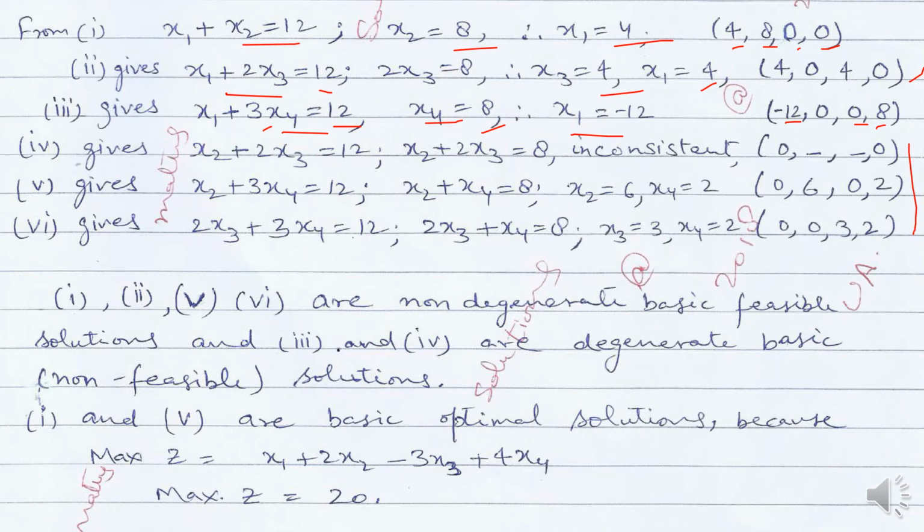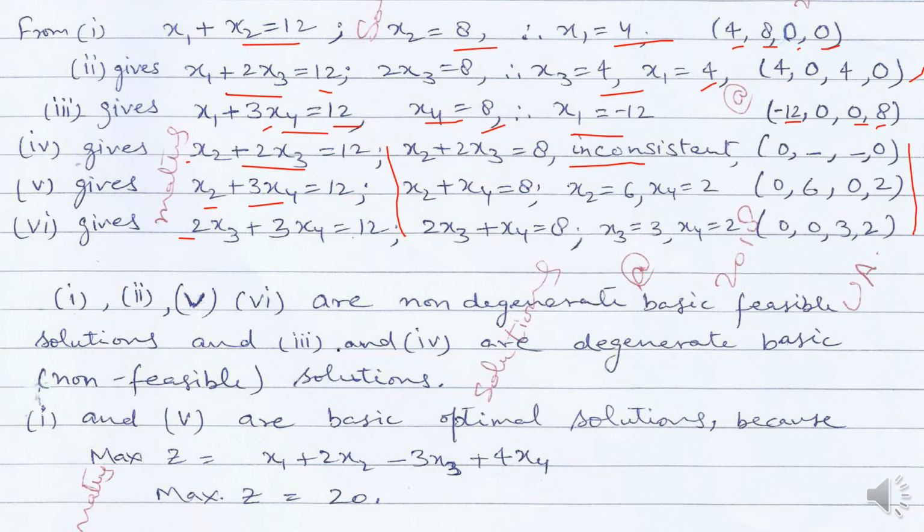Similarly, we can find all these by taking, here we have put x1 and x4 as 0, here we have kept x1 and x3 as 0, and here we have kept x1 and x2 as 0. In the second constraint also we have substituted these values, and we got this. So in the fourth we got that it is inconsistent.